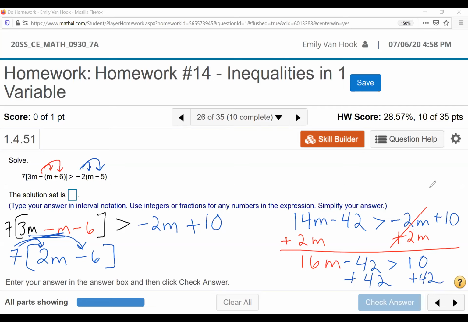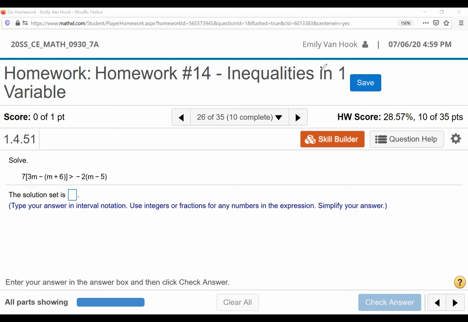Okay, here's maybe where you're starting to doubt yourself about, wait, is this answer going to work out? I think we're okay. I'm going to erase everything just to clear some space, but we're about to add 42 to both sides. And here's what we'll be left with. 16m is greater than 10 plus 42 is 52. So 16m is greater than 52. All right.